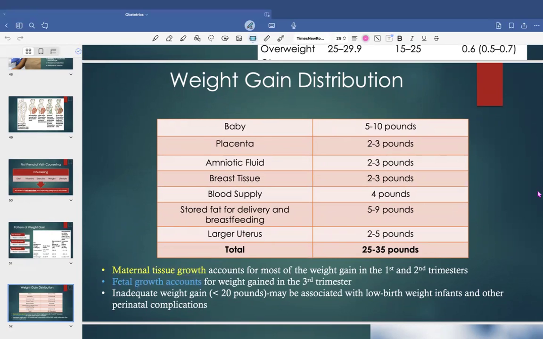Inadequate weight gain would be if you gain less than 20 pounds, which could be associated with low birth weight infants or other perinatal complications.